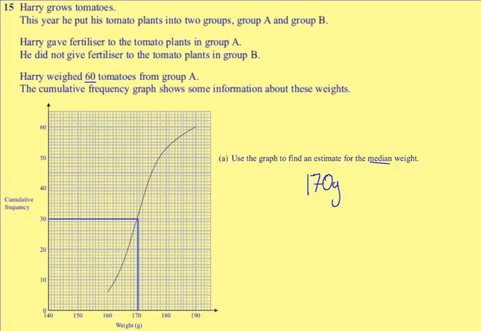Now they are going to be a quarter of the way through our data and 3/4 of the way through our data. Now a quarter of the way through our data is at 15. So again I read across to my graph and then down, and my answer here appears to be 165. So the lower quartile, 165. For my upper quartile at 45, I read across to my graph and then down, and this appears to be at 175.